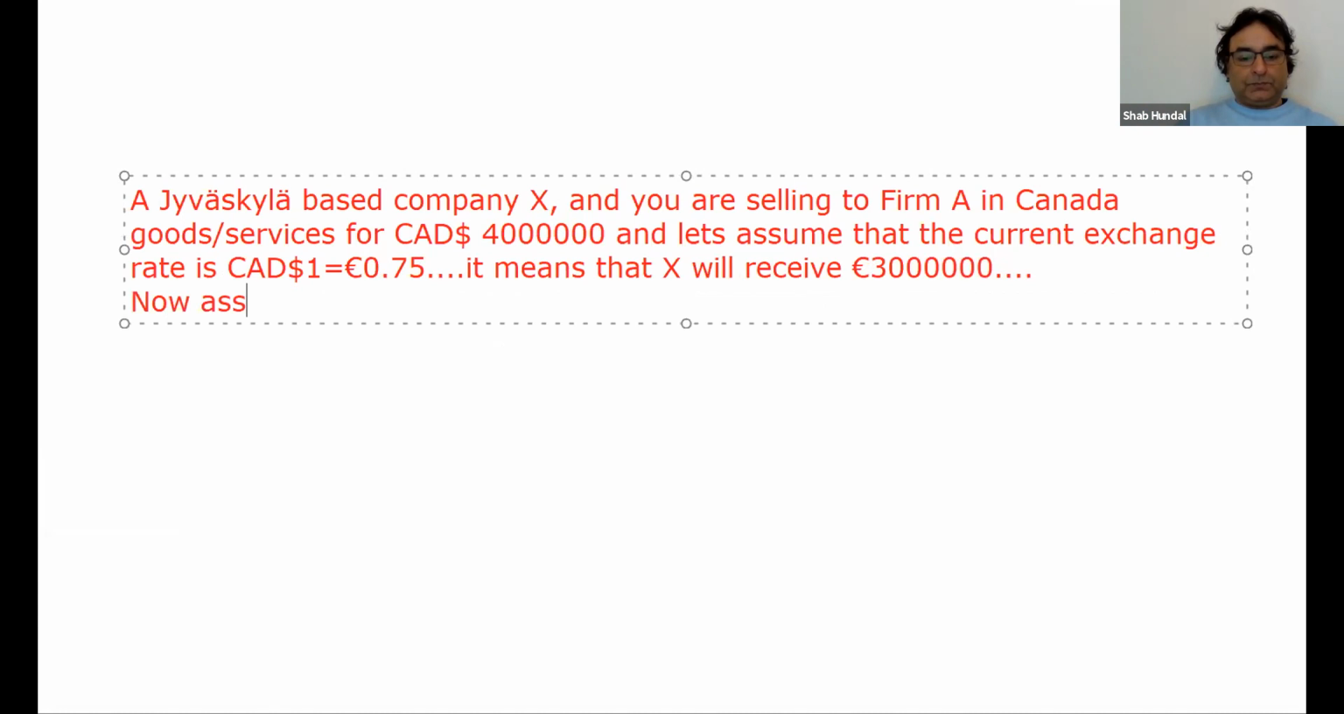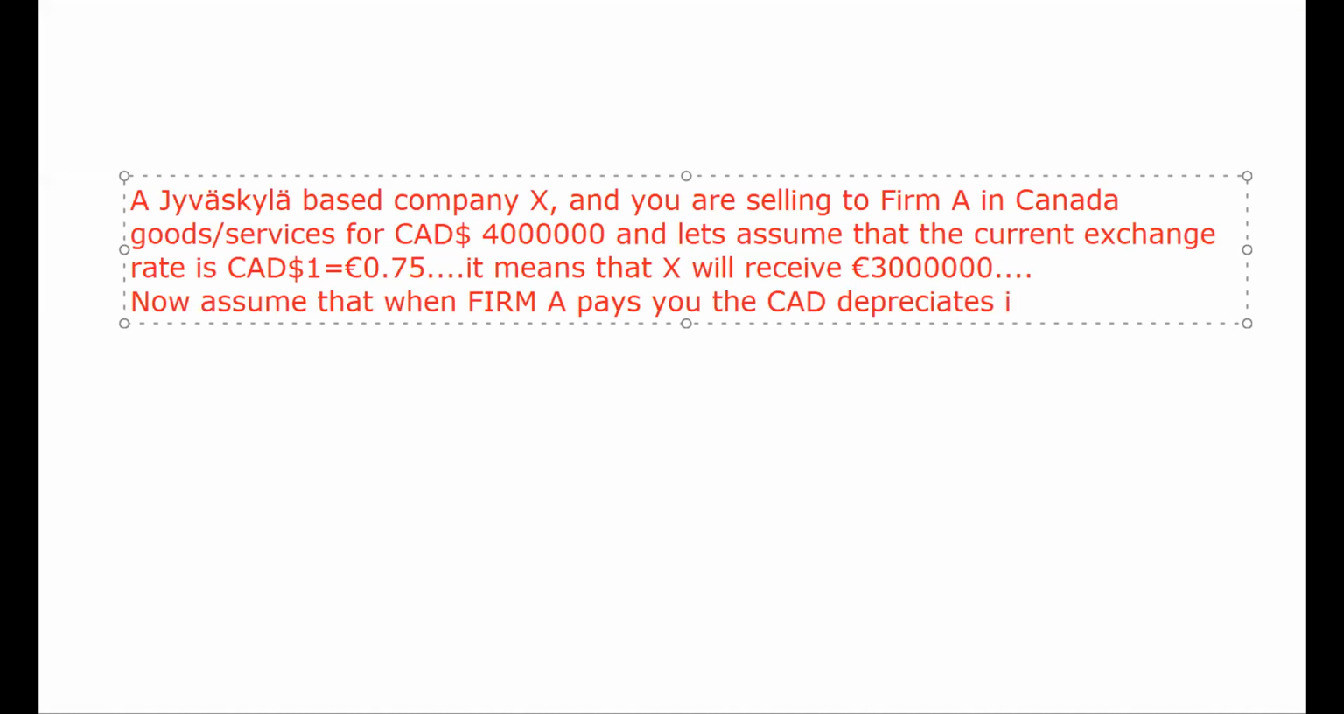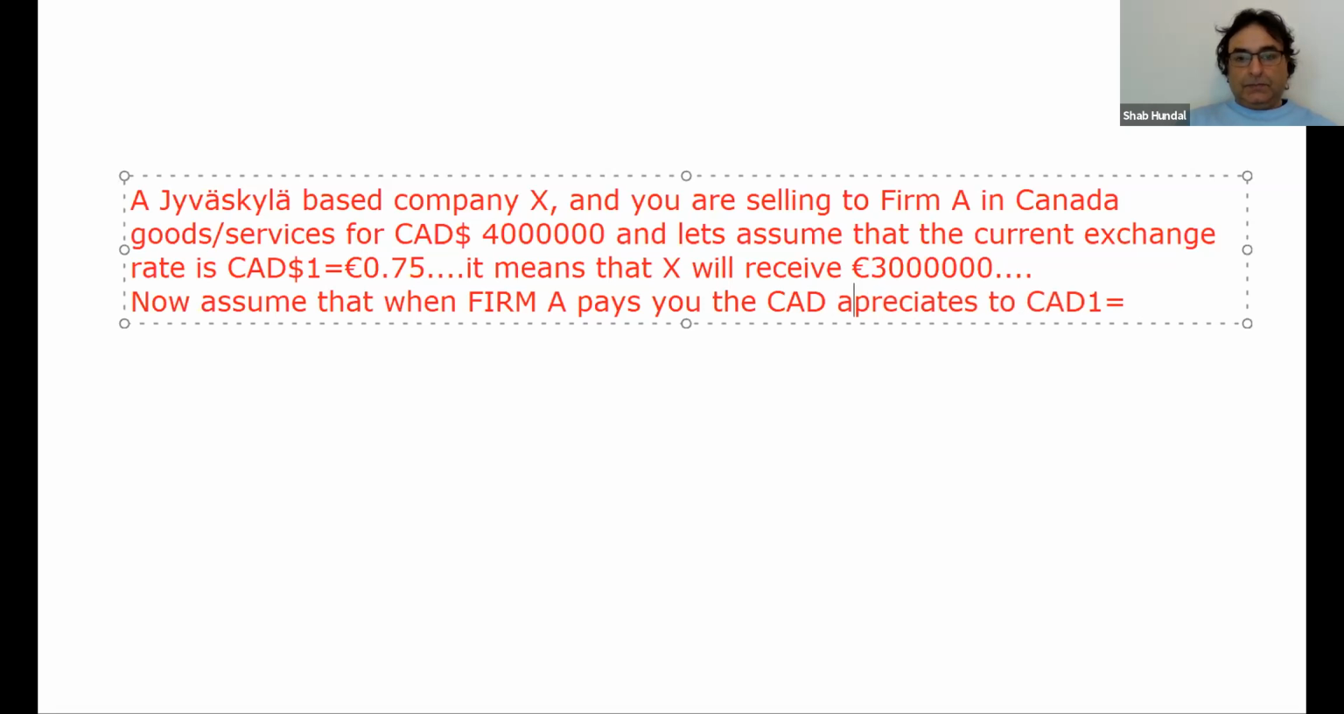Now assume that when firm A pays you, the CAD depreciates to, actually, CAD 1 equals 65 cents in euro.